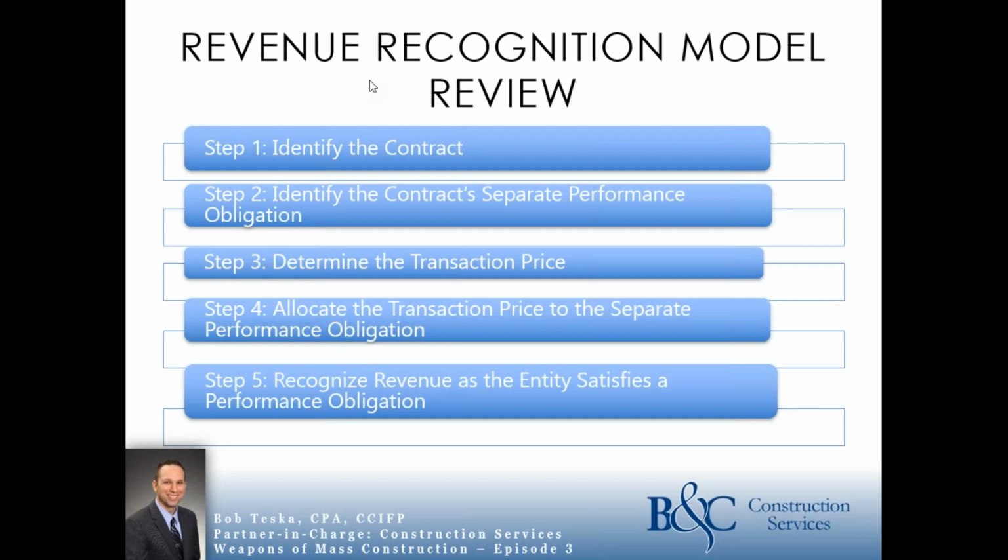So step 3 is where we're going to start today. We're going to determine the transaction price. And step 3 is probably got the most hair on it, or the most technical. Step 4, we allocate the transaction price, which was determined in step 3, to the separate performance obligations that were determined in step 2. And then once we've done that, we can recognize revenue.